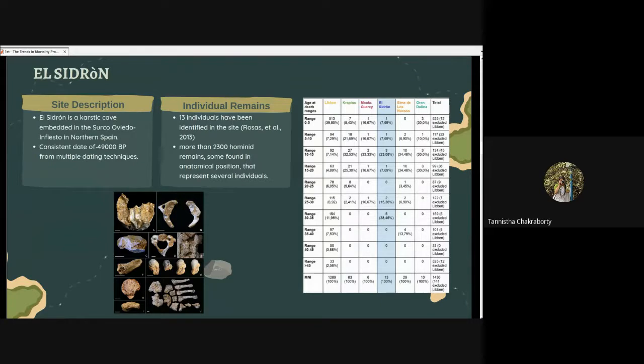However, that led to a lot of archaeological work. Until now, more than 2,300 hominin remains have been identified, along with Middle Paleolithic stone tools. There are 13 individuals that have been identified so far. The specimens show signs of butchering, which is associated with cannibalism. Next slide.